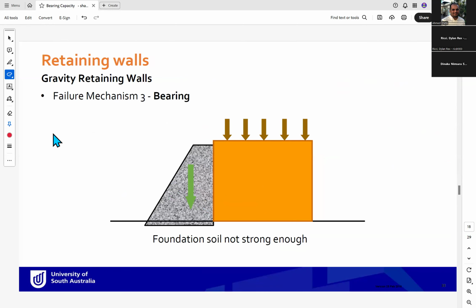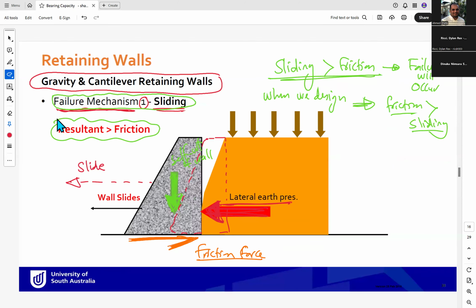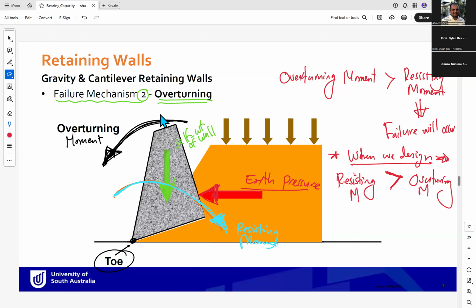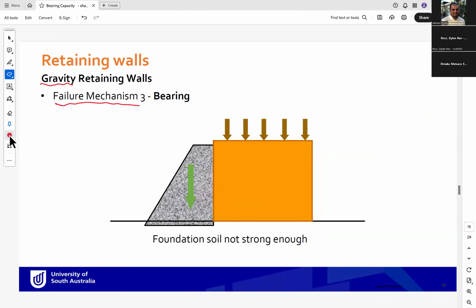Okay, what is the last failure mechanism we have? The last failure mechanism we have for this type of soil can happen only in the gravity retaining walls. If you have a look here, failure mechanisms one and two happen in both gravity and cantilever retaining walls. But the third mechanism happens only in the gravity retaining wall. So what is this failure mechanism? Bearing. What is meant by bearing?